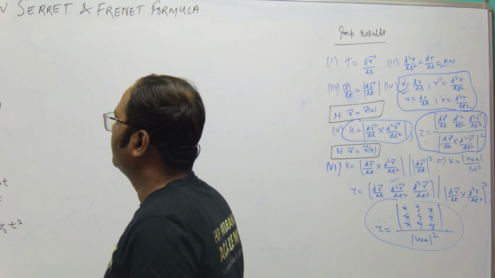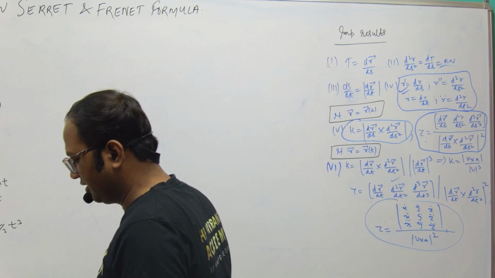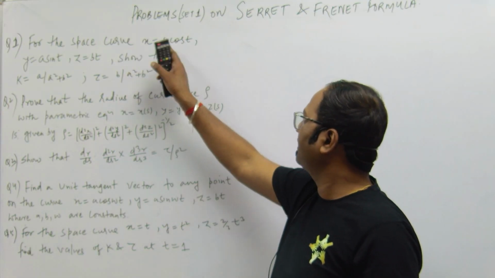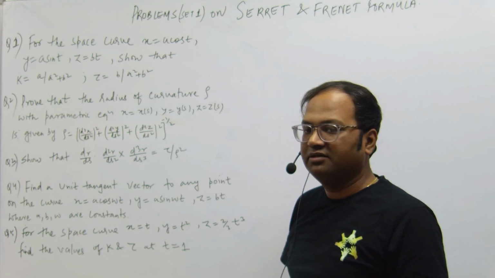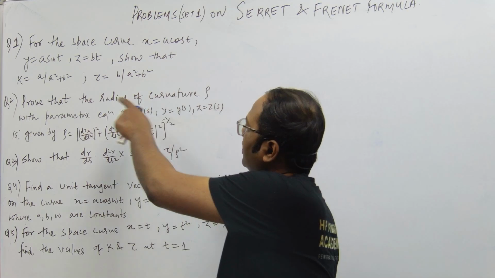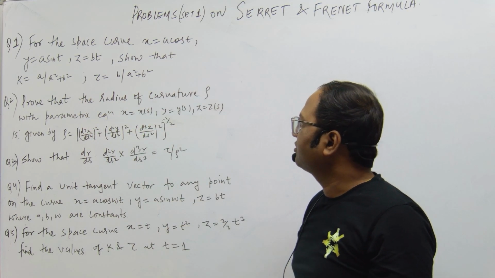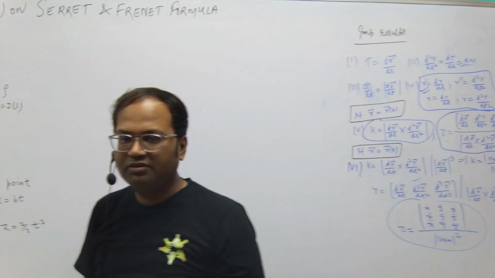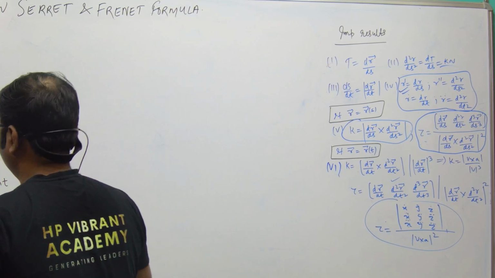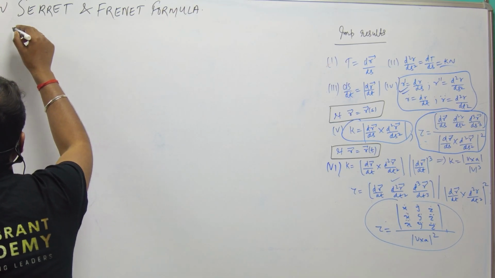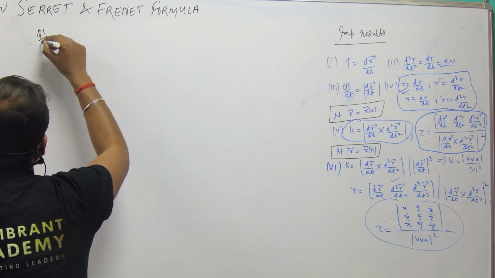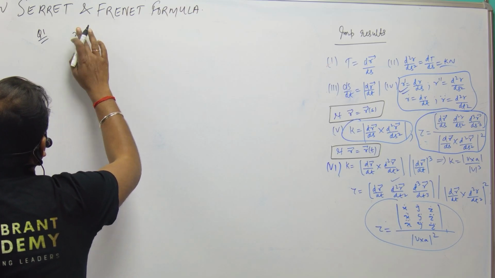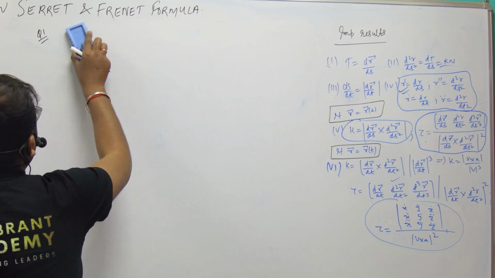Let us discuss one by one. In the first question, we have the space curve x is equal to a cos t, y is equal to a sin t, z is equal to bt, so that kappa is equal to a upon a square plus b square and tau is equal to b upon a square plus b square. We have the curve given as x is equal to a cos t. We have the vector r.